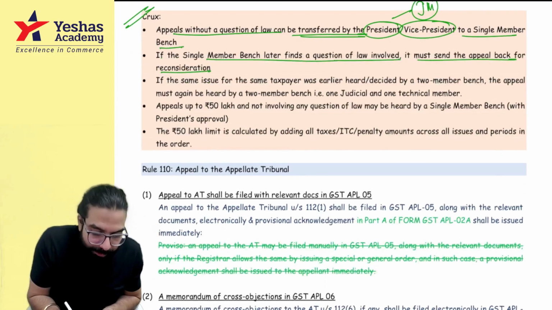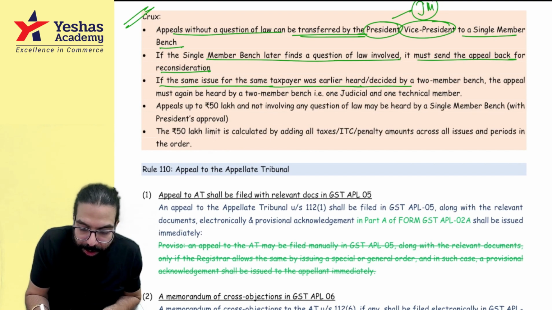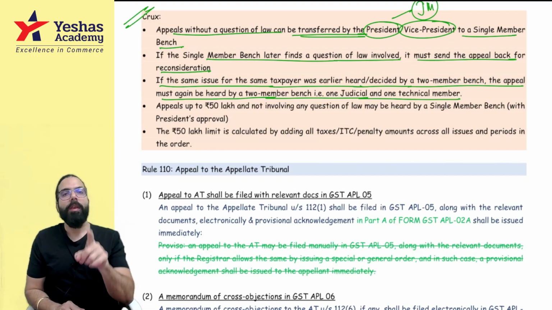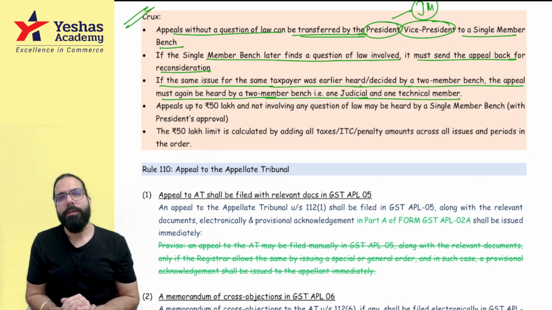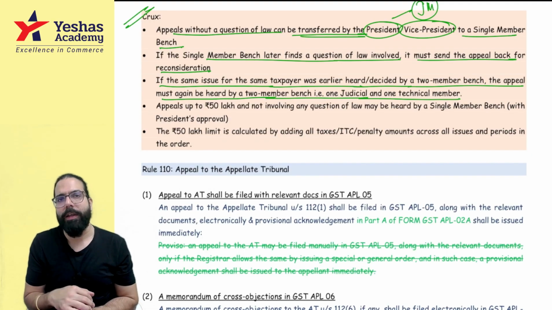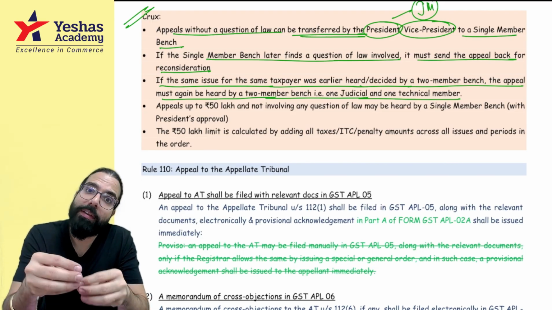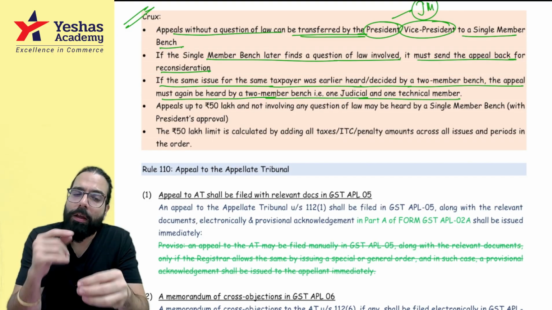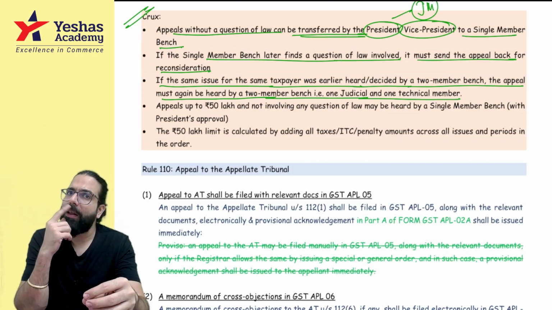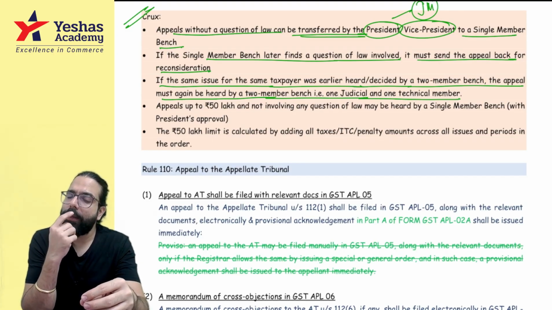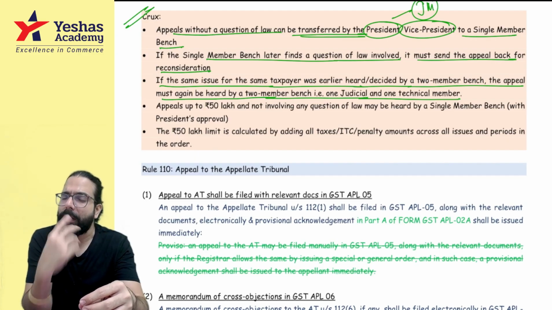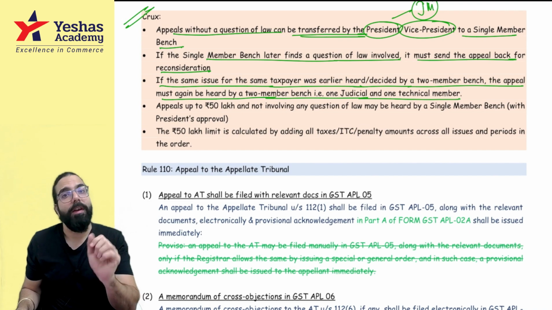If the same issue for the same taxpayer was heard or decided by a two-member bench, the appeal must again be heard by two bench members, one judicial and one technical. For example, in your case, earlier a two-member bench had heard the case. Now you are coming again. If a person is coming again, they will see that last time two people had heard the case. It means something complicated must be there, so let's again have two people only. So they can go ahead.